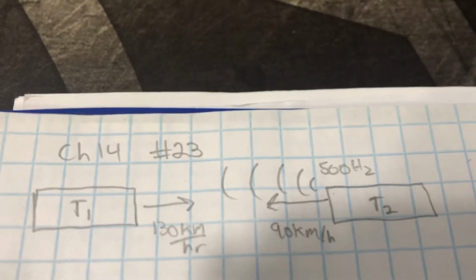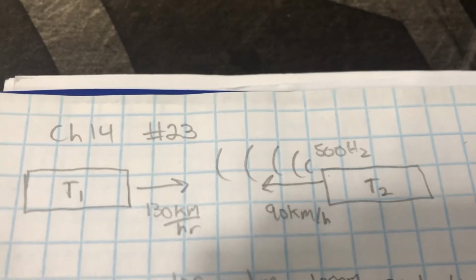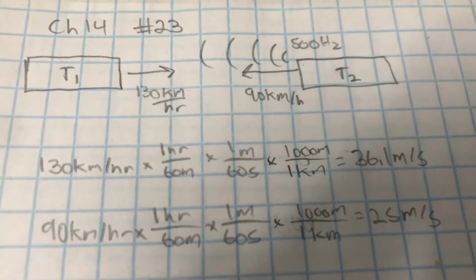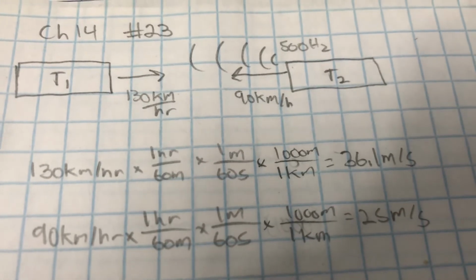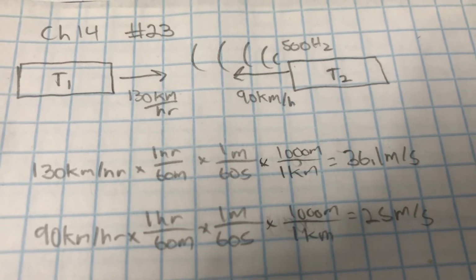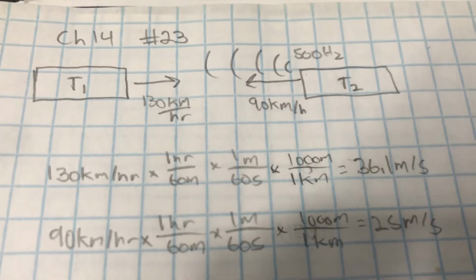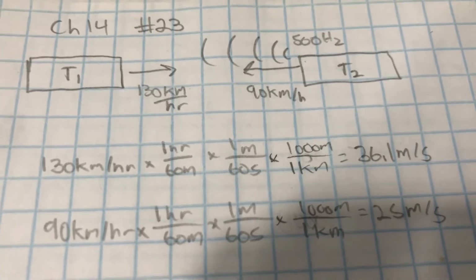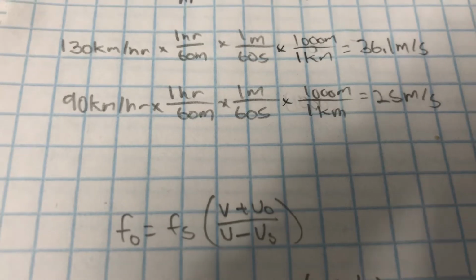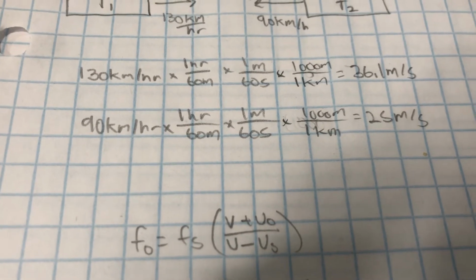And so the first thing I did was, I didn't like the units for speed that they gave us, so I converted them both into meters per second. For 130 kilometers per hour, I got 36.1 meters per second, while for 90 kilometers per hour, I got 25 meters per second. And so I found the equation for Doppler, and we used the Doppler effect to solve this. FO is what you're solving for, and FS is the initial frequency given to you.